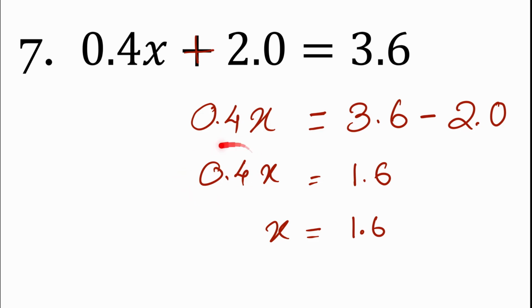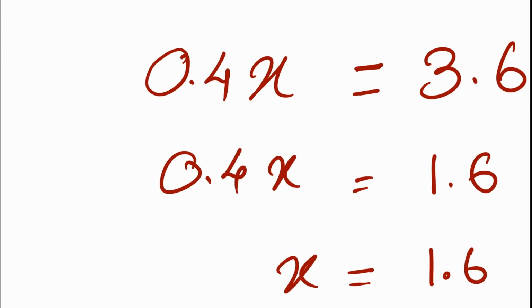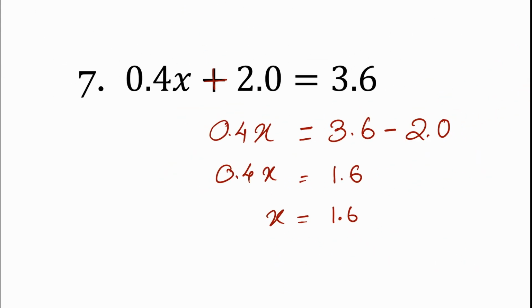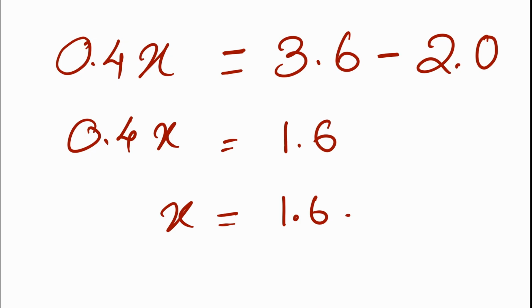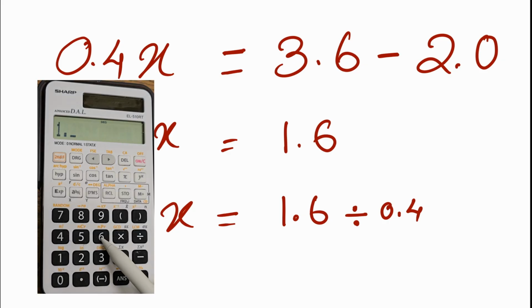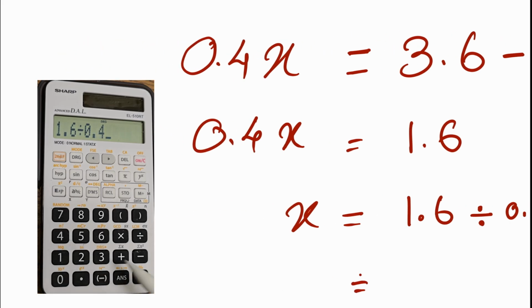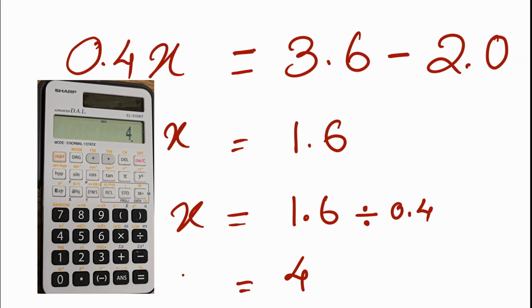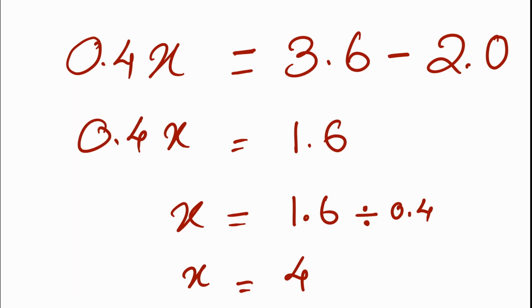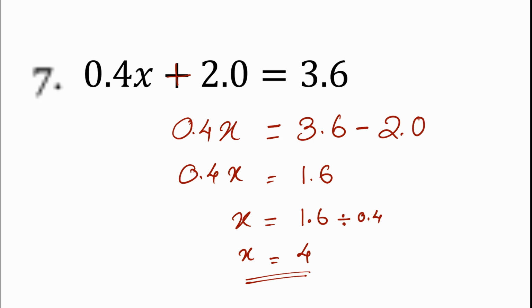Now let's think about the 0.4. Remember what is hiding in between? That is multiplication. You don't need to show the multiplication, but it is understood that it is invisible between 0.4 and x. So when a number is multiplied on the left hand side, when you're moving that number to the right hand side, you have to divide. So 1.6 divided by 0.4 equal 4. So x equal 4. That's it.